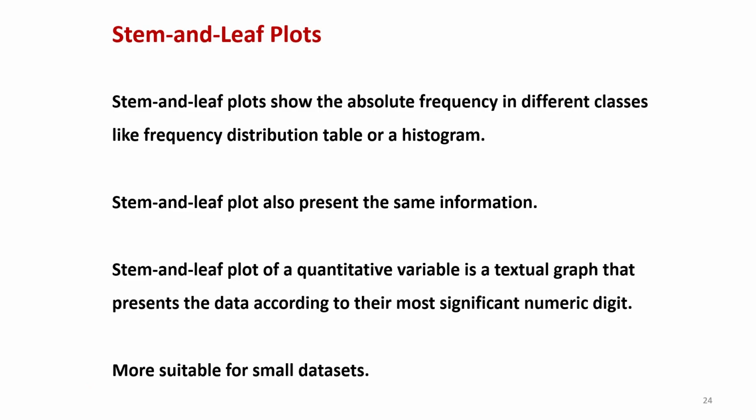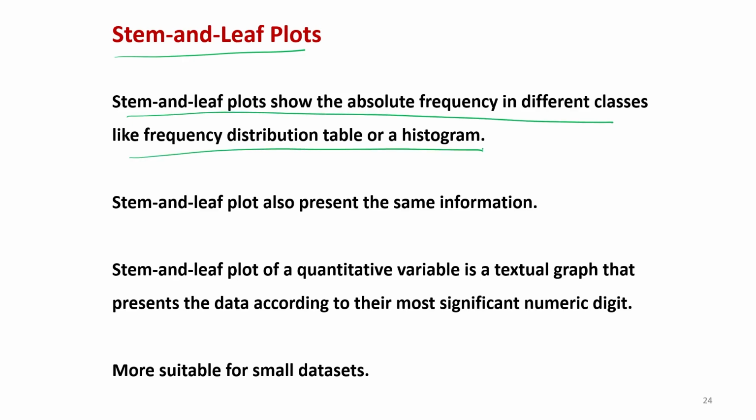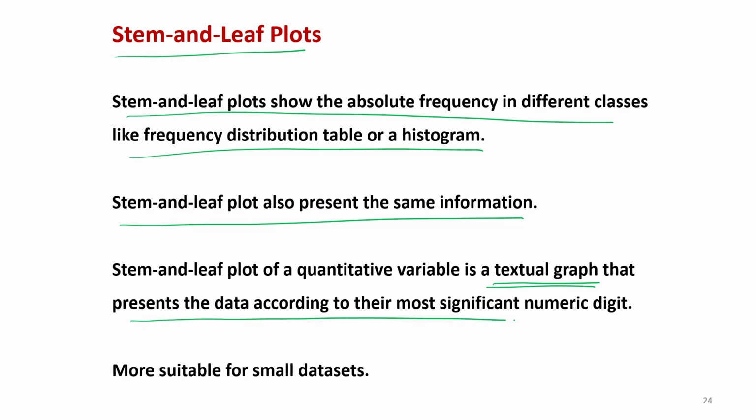Now after this, I come to one more type of graph, which is called stem and leaf plots. These stem and leaf plots actually show the absolute frequency in different classes, just like the frequency distribution table or a histogram, right? They also present the same information a histogram does. And a stem and leaf plot of a quantitative variable is a textual graph. The information is given in terms of text that presents the data according to their most significant numeric digits.